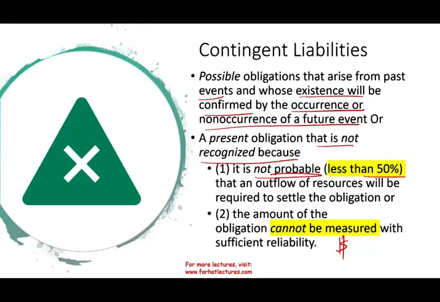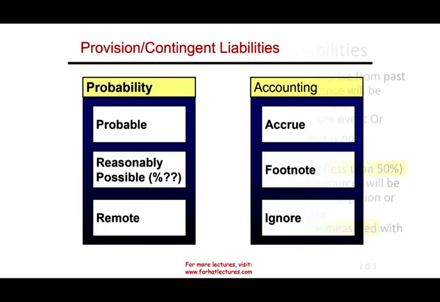The jury could award the plaintiff $1, or they could award them $1 million. You really cannot make any estimate. Under those circumstances, you have contingent liabilities. So basically, provisions. Let me just show you this picture. Although I use this when I teach U.S. GAAP, I can use this for IFRS as well.